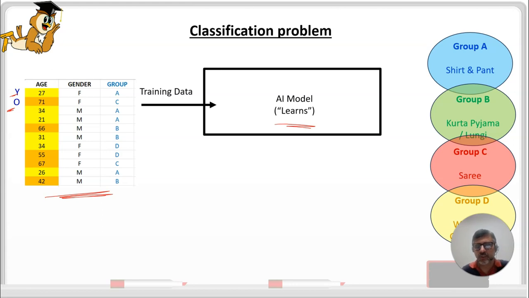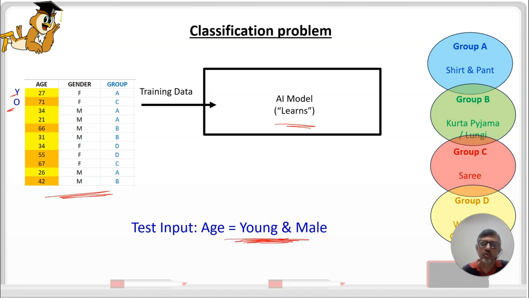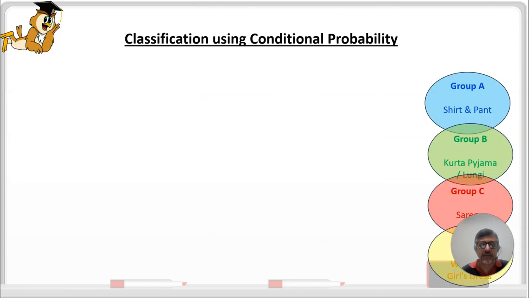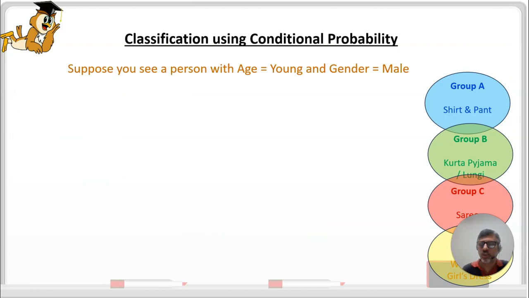I'm just doing it for the simplicity of explaining the concept, so that you understand exactly what the focus of this lecture is. Now suppose your test input was an individual who was young, so below 40, and a male. How would this AI model learn, and how would it classify this test input? So this is what we are going to take as an example to learn about conditional probability based classification. Suppose you see a person who is young and whose gender is male.